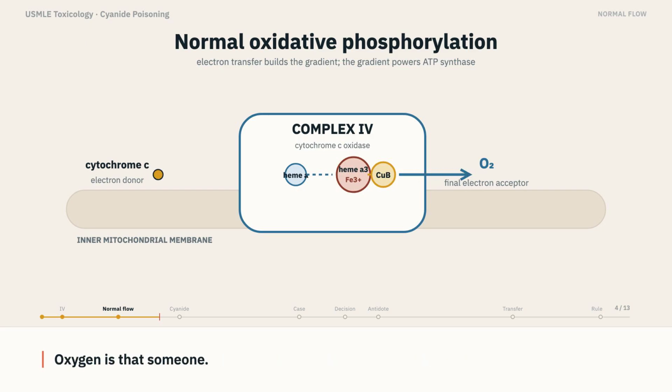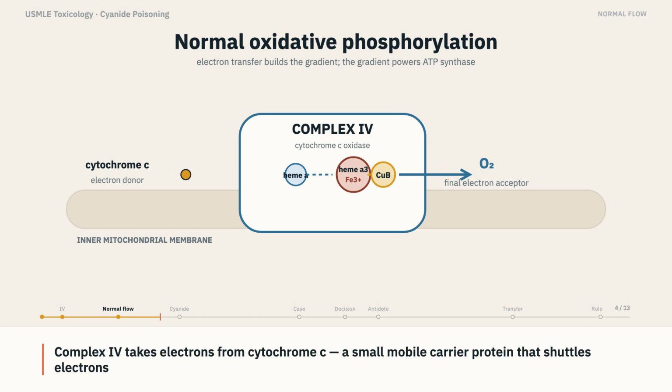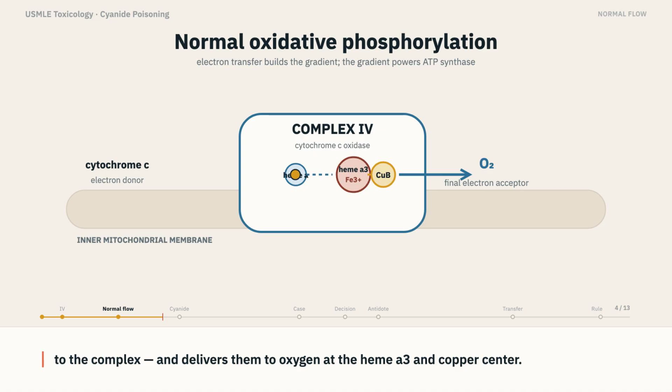Oxygen is that someone. Complex 4 takes electrons from cytochrome C, a small mobile carrier protein that shuttles electrons to the complex and delivers them to oxygen at the heme A3 and copper center. Oxygen combines with those electrons and with hydrogen ions to form water.